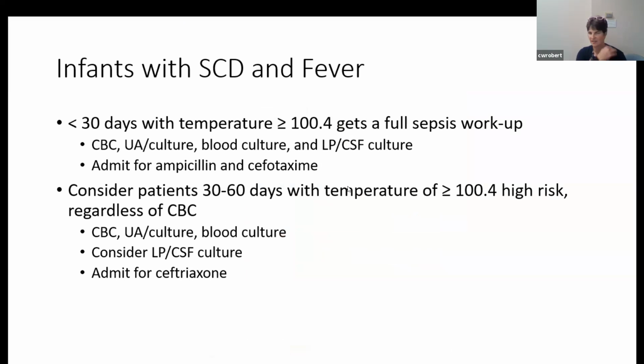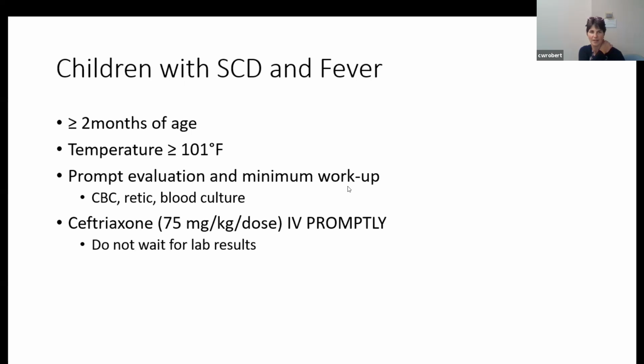So I'm going to skip through the infant stuff in sickle cell. For infants, y'all would do your regular infant workup like you would normally do. But for patients who are older than 2 months of age who have fever, again, do that workup and get the ceftriaxone into them promptly.